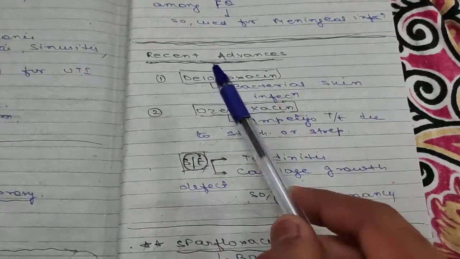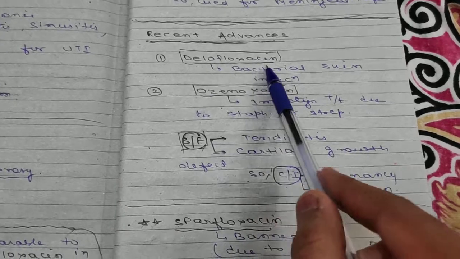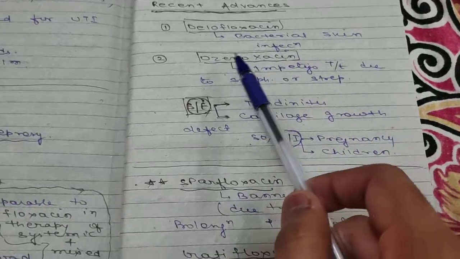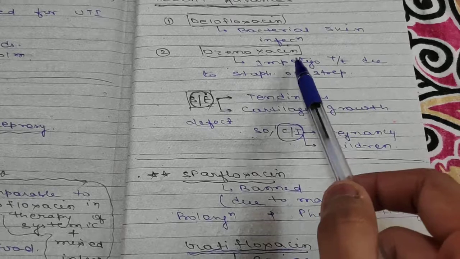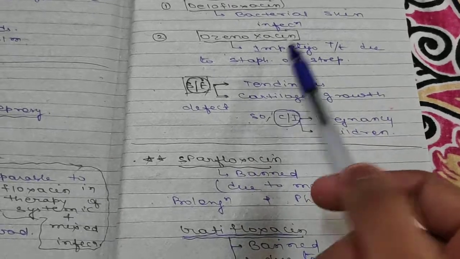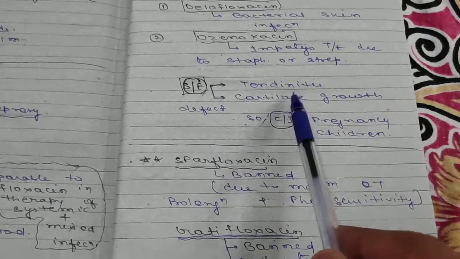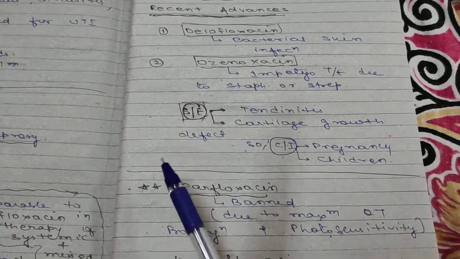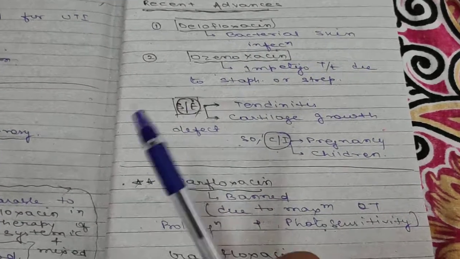Now what are the recent advances? Delafloxacin is used for bacterial skin infection. Then ozenoxacin is for impetigo treatment, which is due to streptococcus. Side effects are tendinitis and effect on cartilage growth. So they are contraindicated in pregnancy and in children.